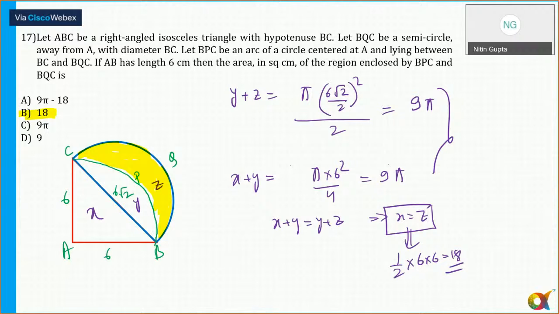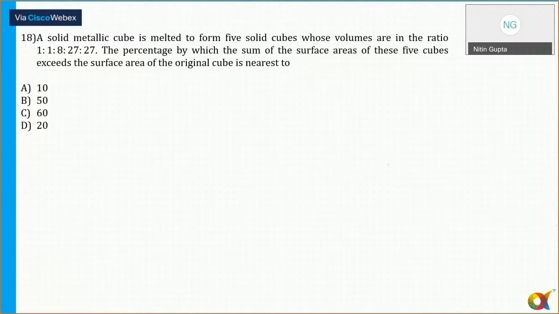उस केस में वो दोनों इक्वल नहीं आए थे, but for some other values we have done it. Now question number 18. Again a very easy one. A solid metallic cube is melted to form 5 solid cubes, whose volumes are in the ratio 1:1:8:27:27.